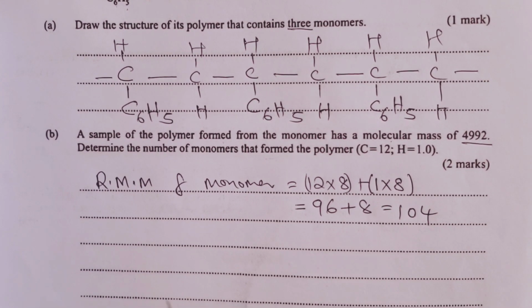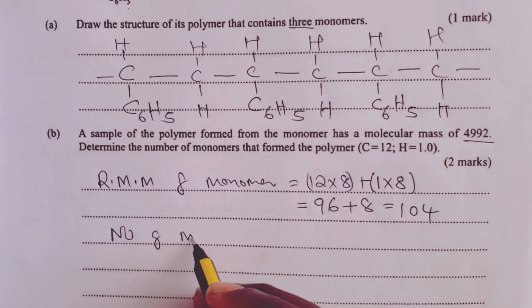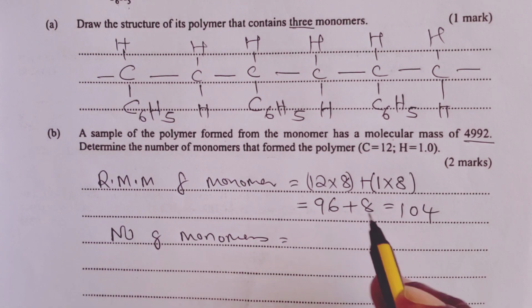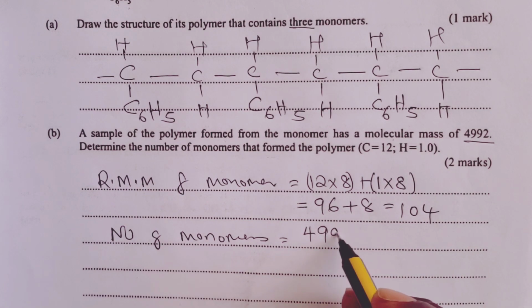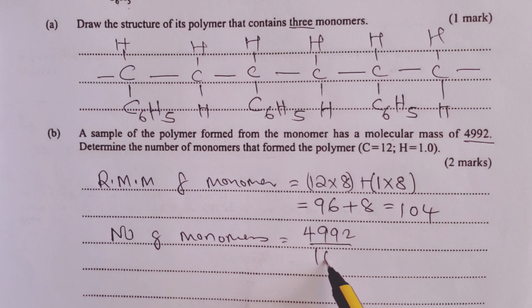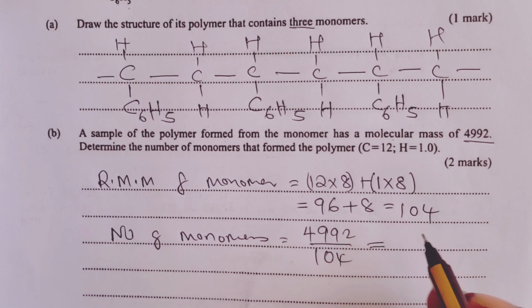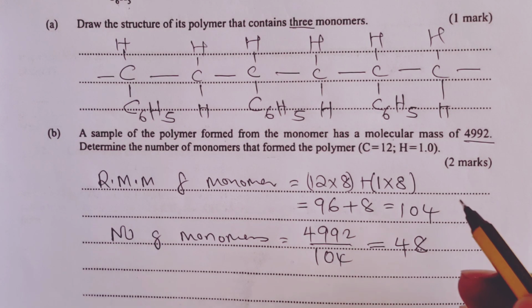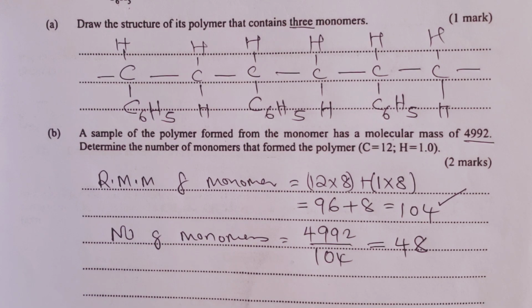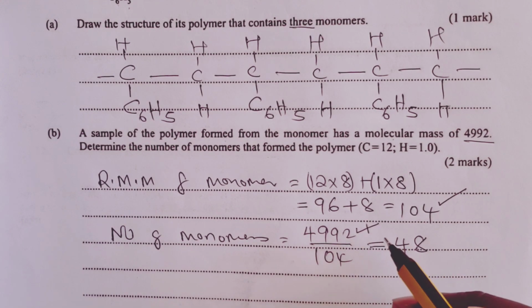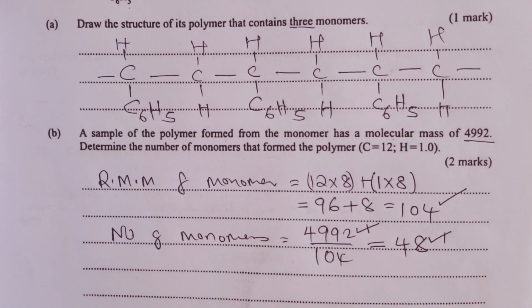To get the number, we divide the molecular mass given here, 4992, by the RMM of each monomer. And when we do this, we get 48 monomers. 1 mark for the relative molecular mass, 0.5 mark for the division, and 0.5 mark for the number of monomers. We are still on the same year, 2019, organic chemistry appeared again as question number 11.